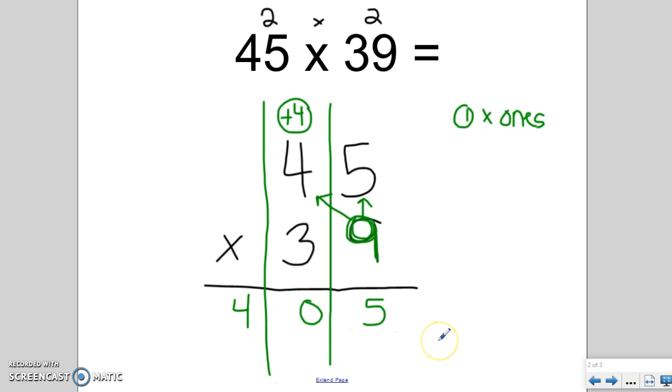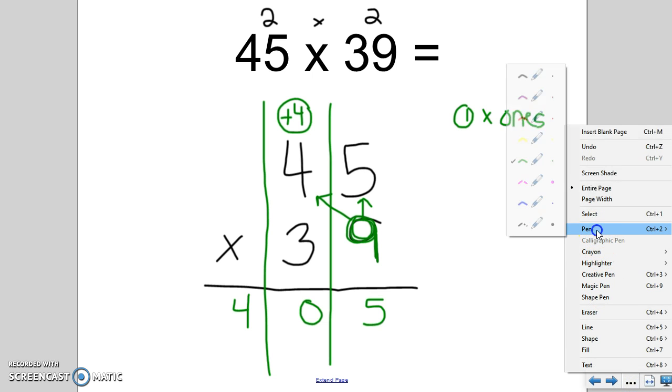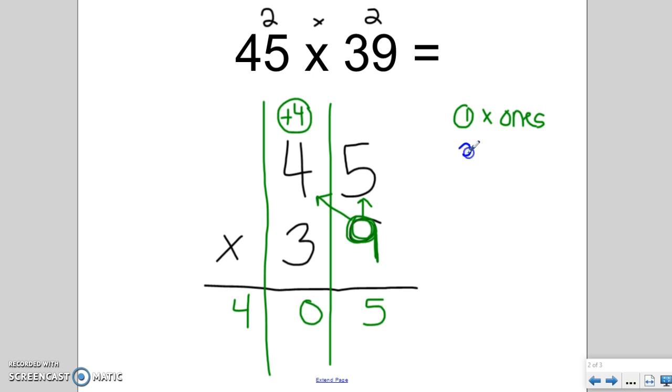Everything has its place. So what we've just done is actually pretending that the problem was 45 times 9, just a single digit number. But it's not 45 times 9. It's 45 times 39. So now we have to get ready to shift over to use that 3. And that step is really, really important. I call the second step the cleansing step.